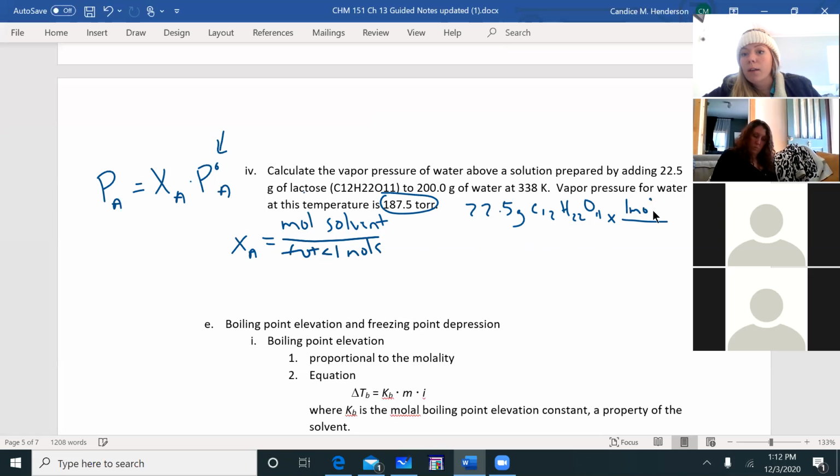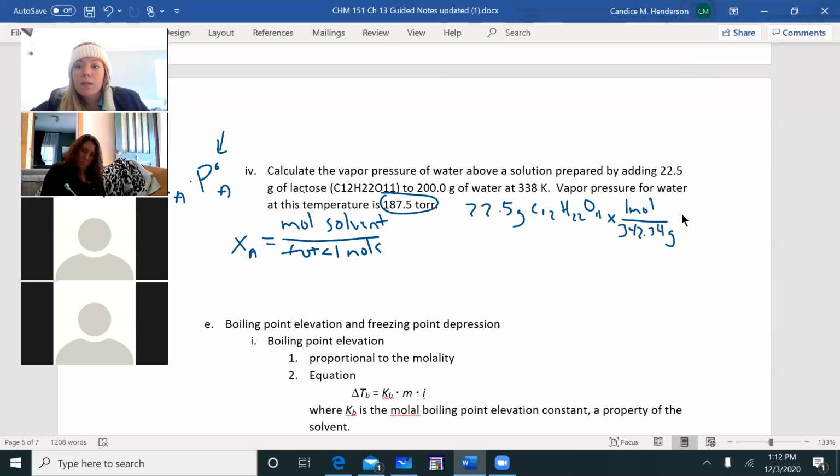For every 1 mole of our lactose, we have a molar mass of, it's pretty heavy, 342.34 grams. Okay, so running that through our calculator, we find out that the total number of moles of lactose is 0.0657 moles of the C12H22O11.